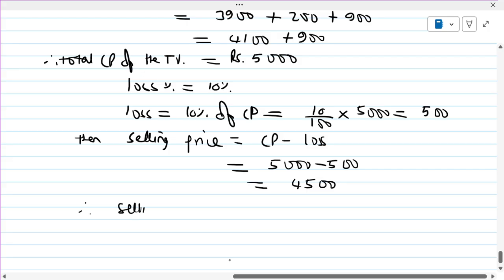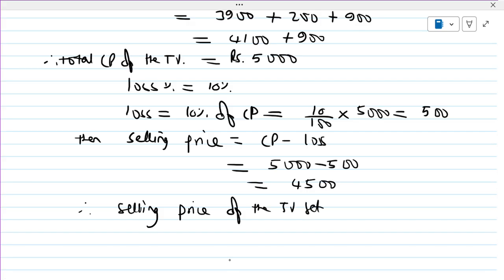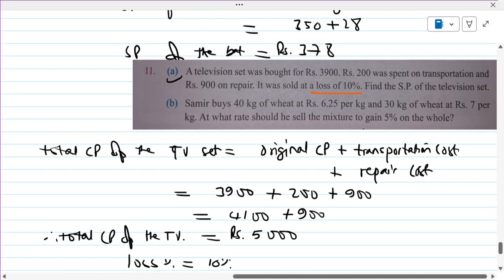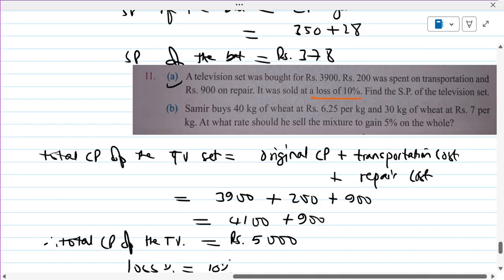Therefore, the selling price of the TV set was rupees 4500. So done, is it? So that was number A, is it? And I go with number B, is it? And let's read first. Right, what is here in number B?